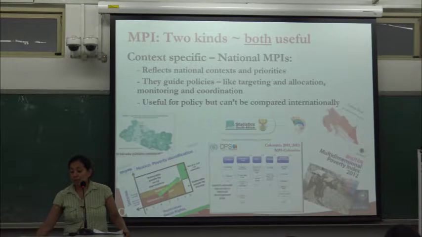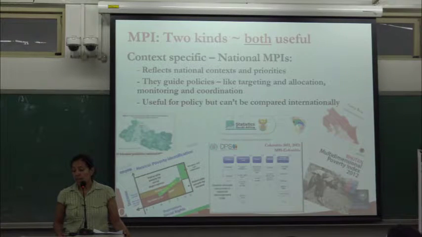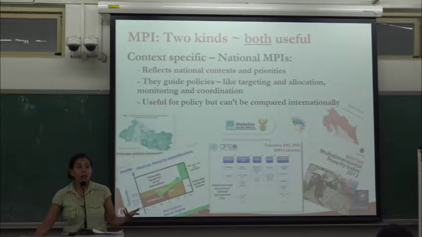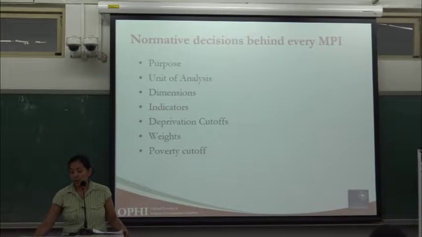So we have also engaged in context-specific national multidimensional poverty indexes, which reflect local context and priorities, and can be used for guiding policies locally. But unfortunately, they cannot be used for international comparison. So both of these tools are useful.